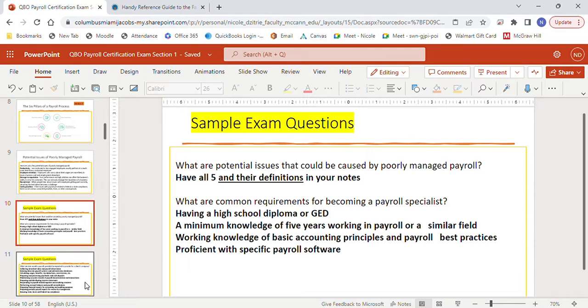So here are some questions you might see in this section. What are the 5 potential issues that could be caused by poorly managed payroll? Well, that just said, what are the potential issues? There's 5 of them. I just named them, so that's why I said 5. But the question probably is only listing 1, 2, 3, maybe even 4. I don't know. But just have them all in your notes.